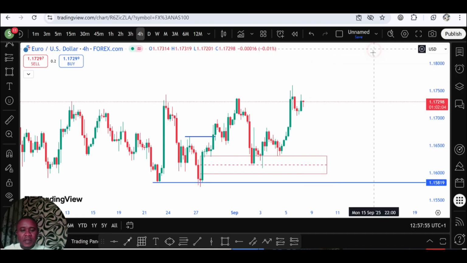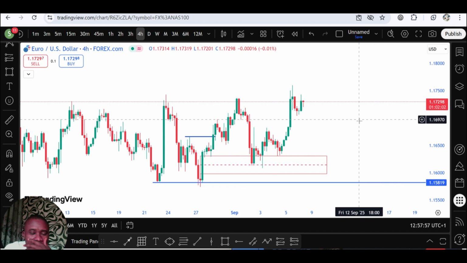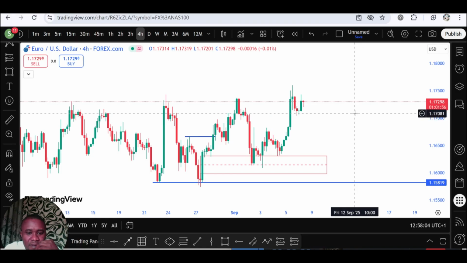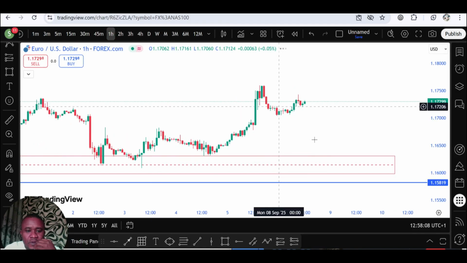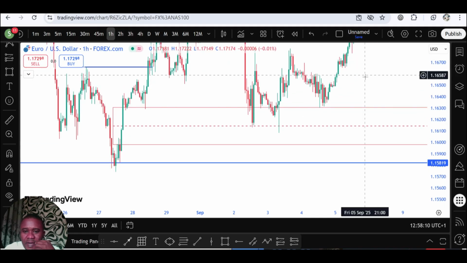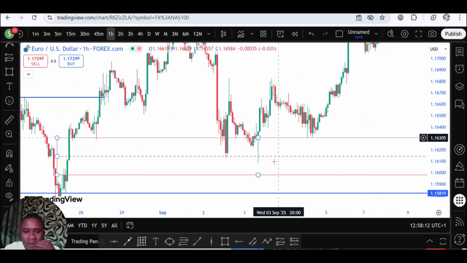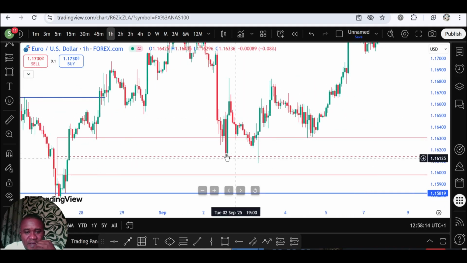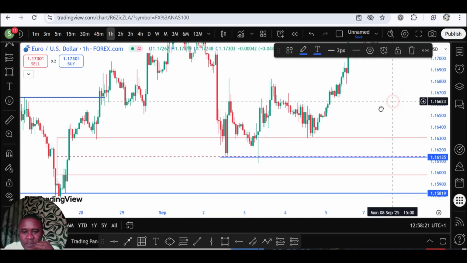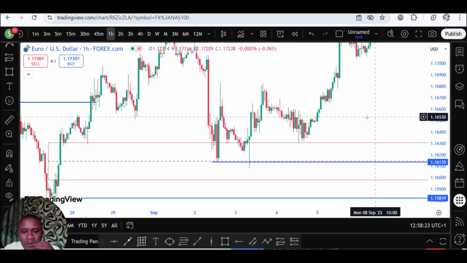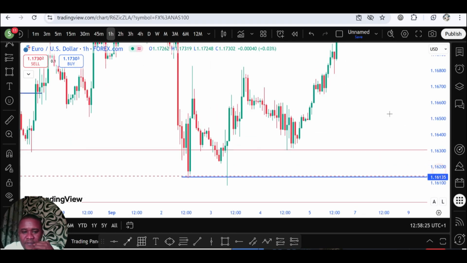But there is another way in which you can utilize this fair value gap to get a better entry, by going to a lower time frame. If I go to the 1 hour time frame now, you know that 1 hour is lower than the 4 hour time frame. Look at what happened there. Inside the fair value gap, we also have a liquidity sweep. So let's assume I want to take this trade on the 1 hour time frame.